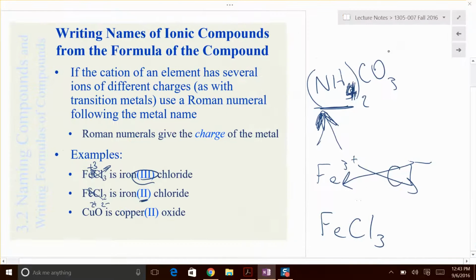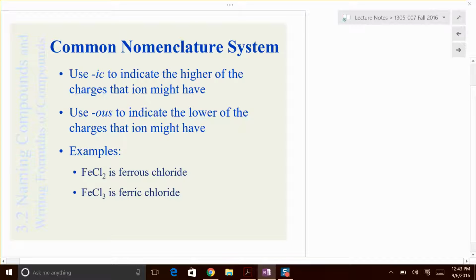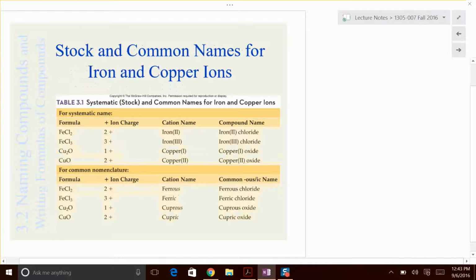Okay. Don't worry about ick or us. I'm not going to require you to know those. Like this would be ferrous chloride or ferric chloride depending on the charge that it has. Don't worry about that. Okay. But this is more what I want you to learn. Okay. How to name them using their Roman numeral. Iron 2, iron 3, copper 1, copper 2. And it all depends on the charge that it is associated with. Okay?